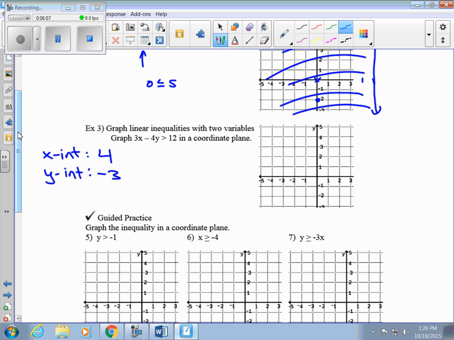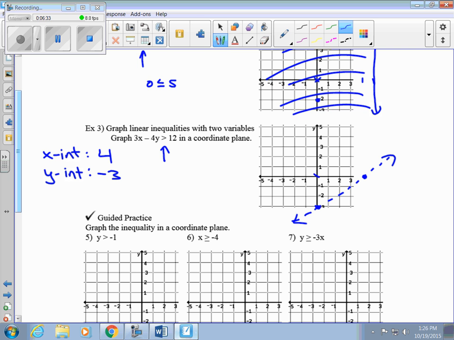All right, so now I know that the x-intercept is 4. The y-intercept is negative 3. I'm going to draw my dotted line, because I know it's not equal to, so it's going to be a dotted line. So any point on that line is not a solution in this case. And then I'm going to pick my test point.